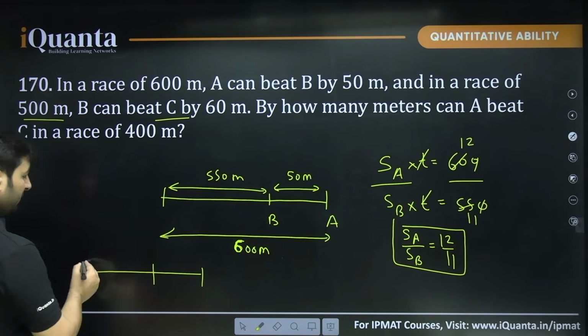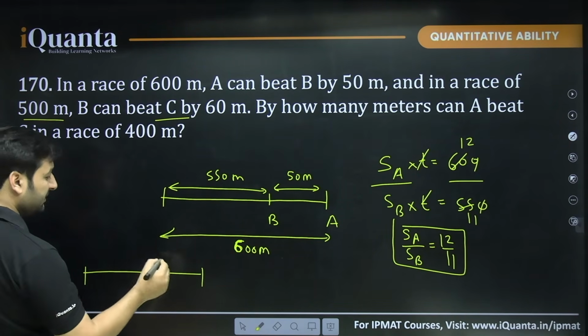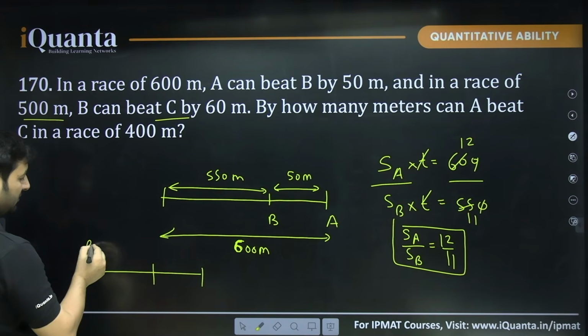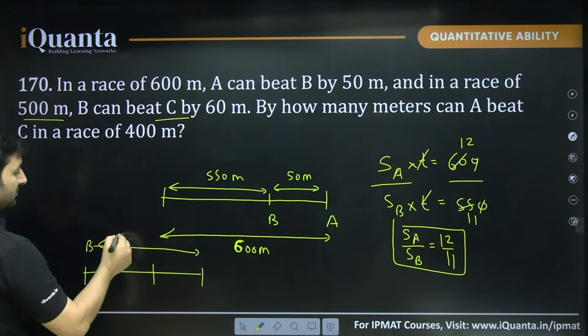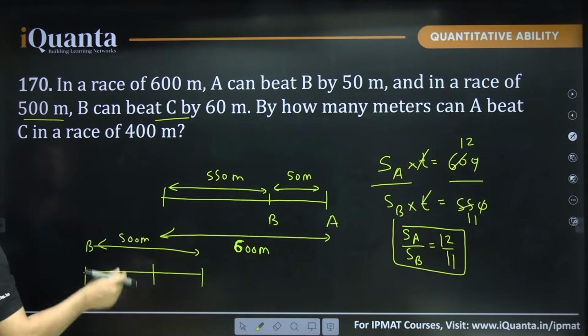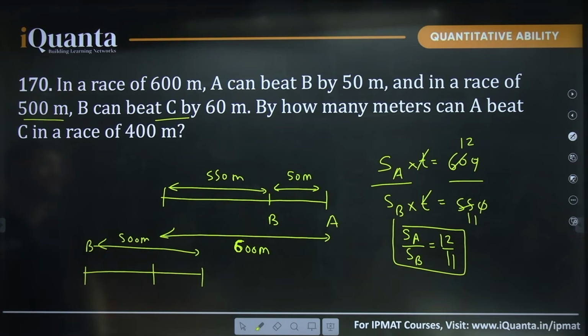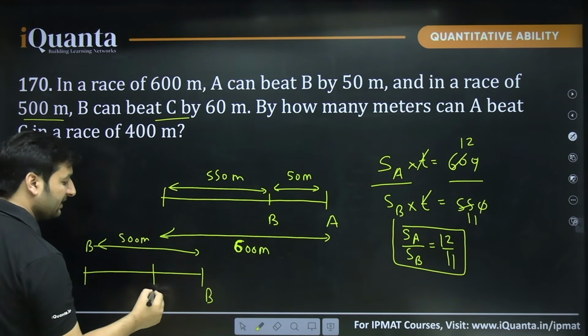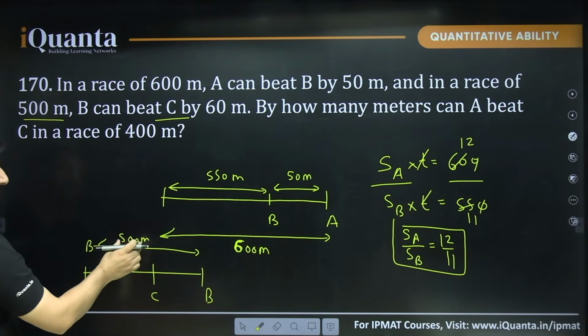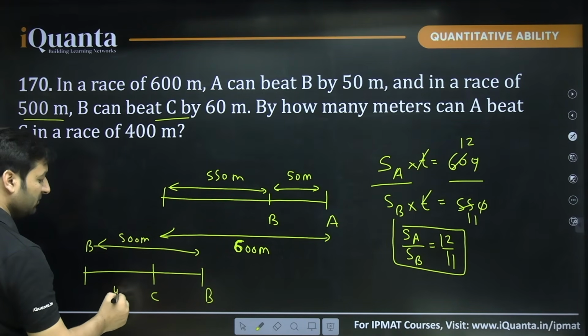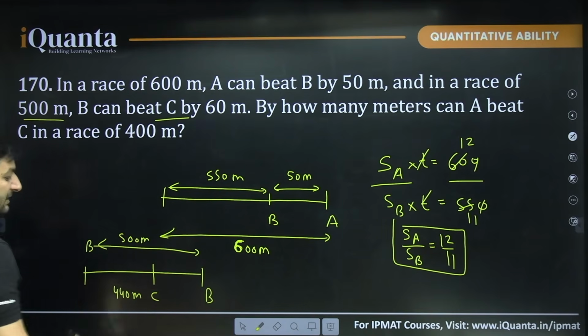So, when B would have covered how much? 500 meters. So, B covered a total of 500 meters. In that time, C covered 60 meters less because C was beaten. That means when B reached the finish line, C will be 60 meters behind him. So, 500 minus 60, that means 440 meters. That means C in that time could only cover 440 meters.